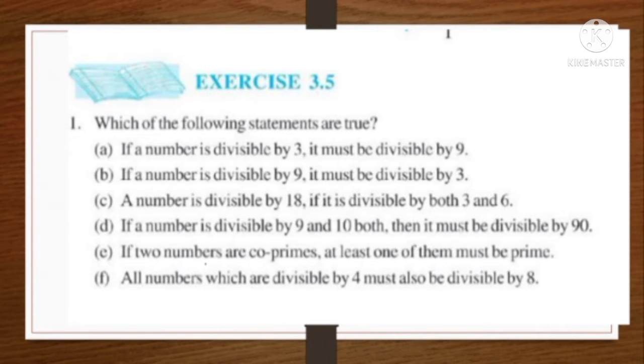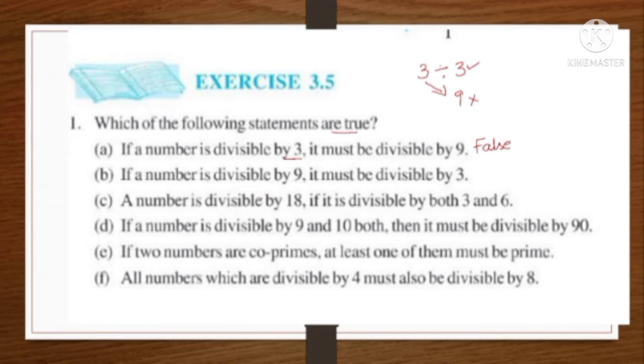Exercise 3.5. First question, which of the following statements are true? First subdivision: if a number is divisible by 3, then it is divisible by 9. This is false because, for example, consider the number 3. This 3 is divisible by 3, isn't it? But 3 won't get divided by 9. The question is, if a number is divisible by 3, it must be divisible by 9. So this is not possible, so the answer is false.